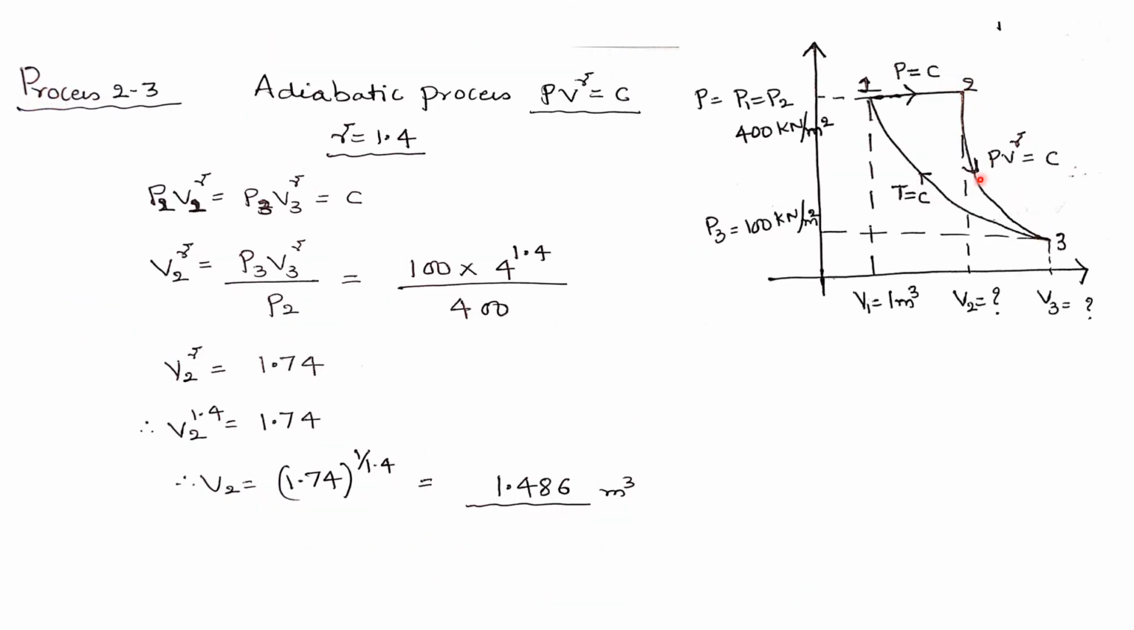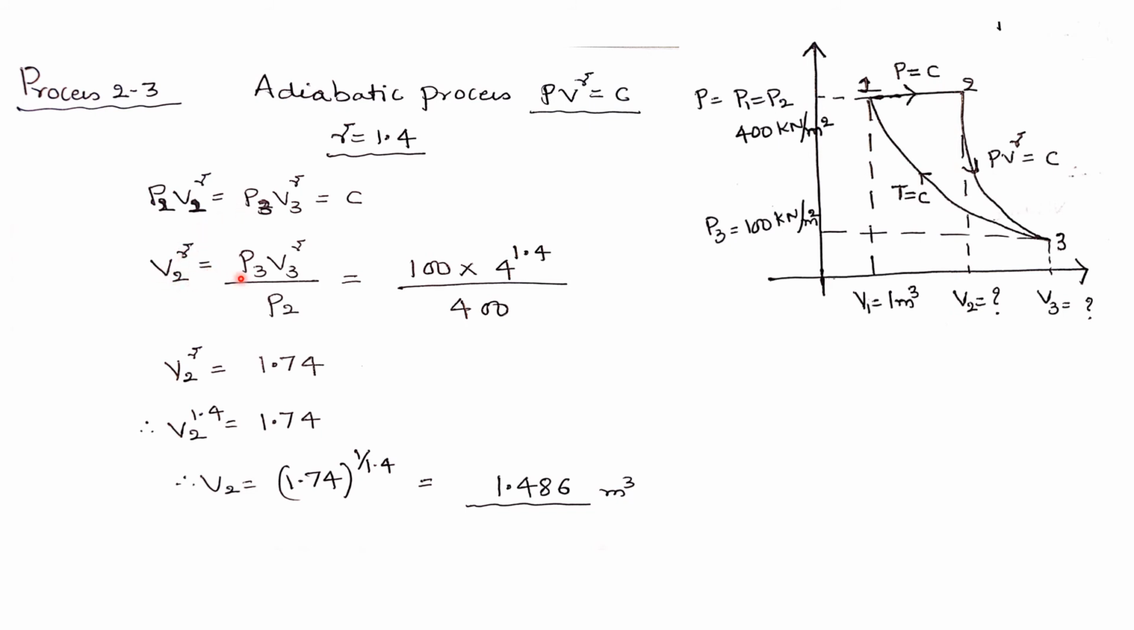Before that we should calculate this, because we don't know the volume at point 2. For the adiabatic process, the formula is PV to the power gamma equal to C. Gamma equals 1.4, already given in the problem. So P2 V2 to the power gamma is equal to P3 V3 to the power gamma, equal to C. I don't know the volume at point 2, so let me calculate it first.